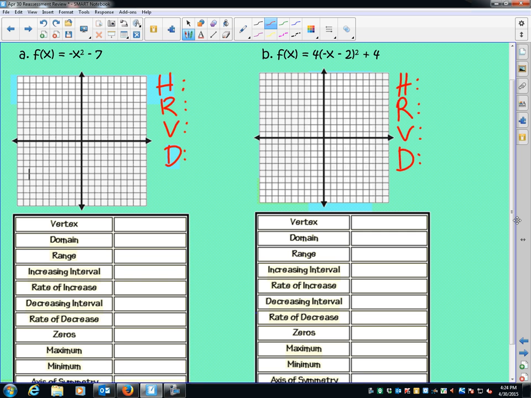So because there are no parentheses, we know there is no horizontal shift. Reflections come from negatives. So that negative right there, because it is in the very front of our equation, is an x-axis reflection. And then our -7 is our vertical shift that is down 7. The dilation comes from a number out front of our x squared, and there is none, so we're good there. Okay? So I have to go in this order. If I don't, it will not be correct.